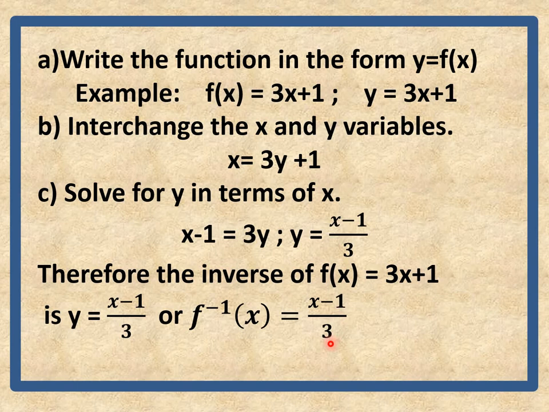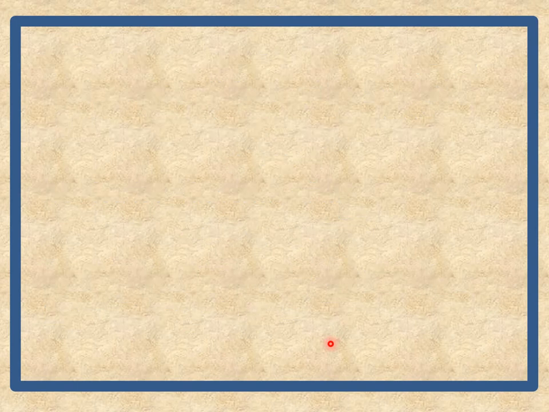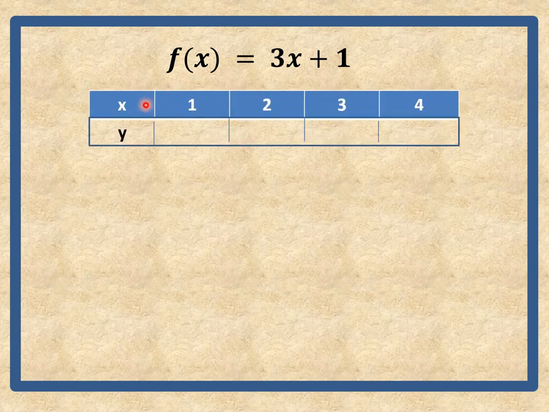Okay, let's check if this is really true. Our function is 3x plus 1. Let's try to substitute unique values for our x: x is equal to 1, 2, 3, 4, and then let's solve for y. What is y when x is 1? It is 4. When x is 2, y is 7. When x is 3, y is 10. And when x is 4, y is 13.